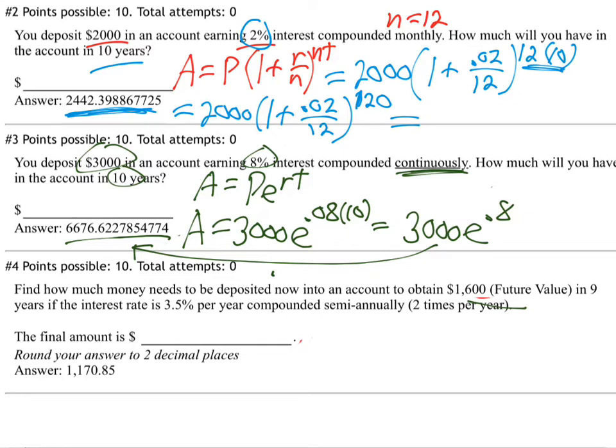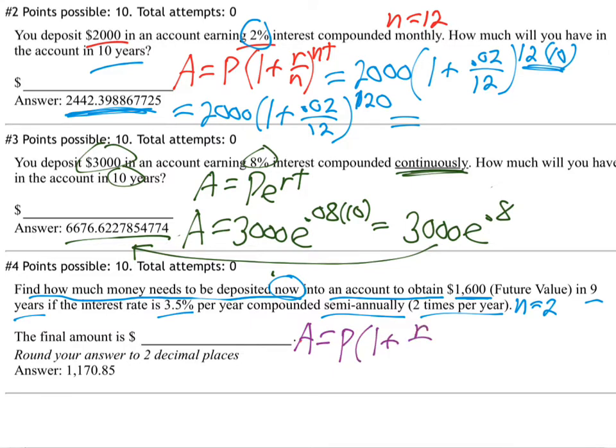Okay, so now, number 4 is: find how much money needs to be deposited now into an account to obtain in the future $1,600 in 9 years at 3.5% compounded semi-annually, 2 times a year. That means n is 2. So on this one, we're using the big formula again, P times 1 plus R over N to the NT, because it's not continuous compounding, it's twice a year compounding.